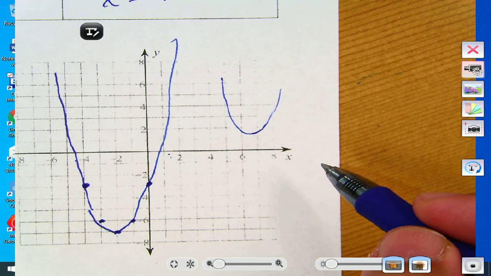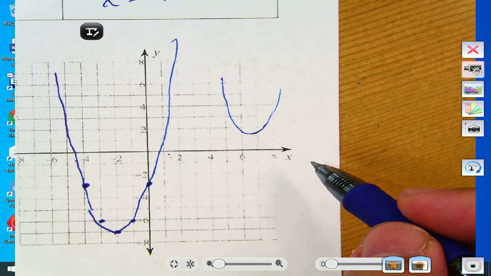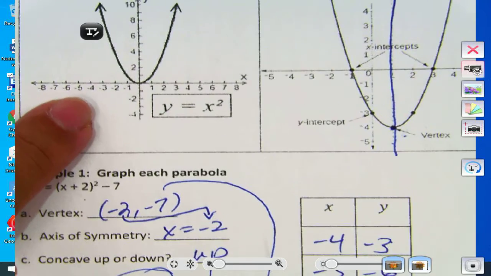So we're going to plug negative 4 into this function. That's when you pull out your calculator.